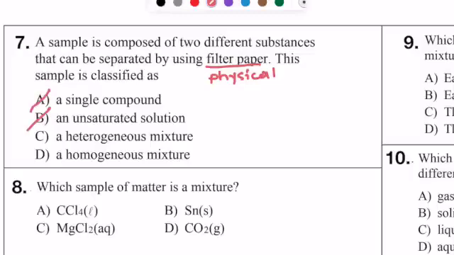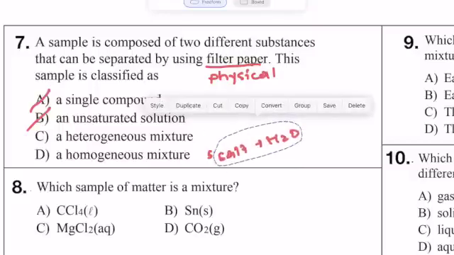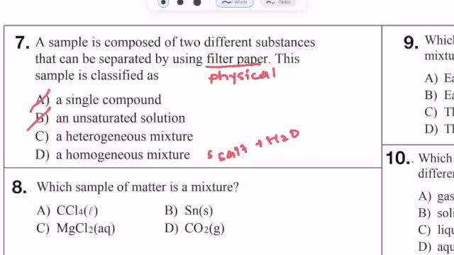So heterogeneous mixture could be something like, let's say, salt and water. And then your homogeneous mixture can be something like, sorry, I apologize, I switched those two. So your homogeneous mixture is something like salt and water, because salt dissolves very quickly and very well in water. So everything looks the same. We don't see any separate layers. We don't see any particles. Everything is well dissolved. The particles are evenly distributed.